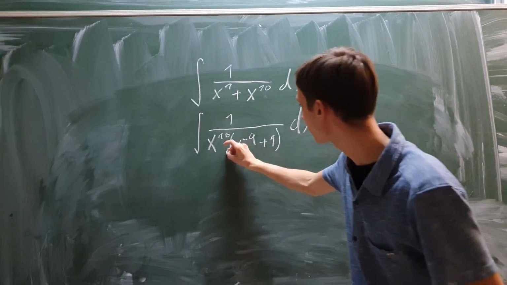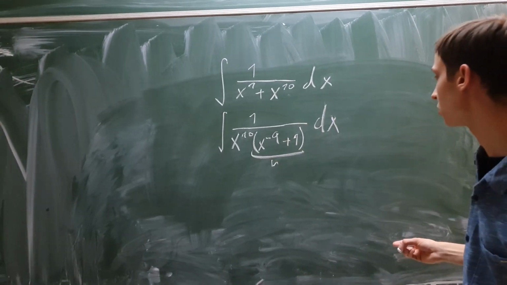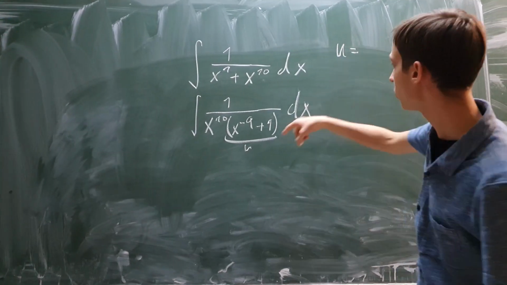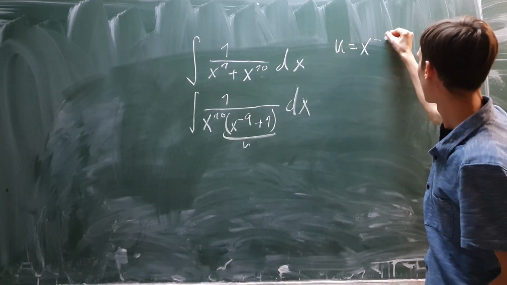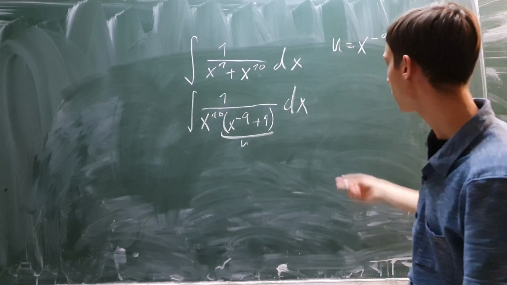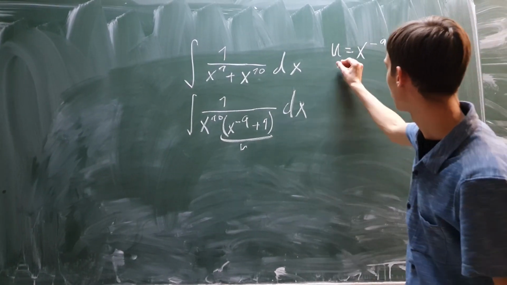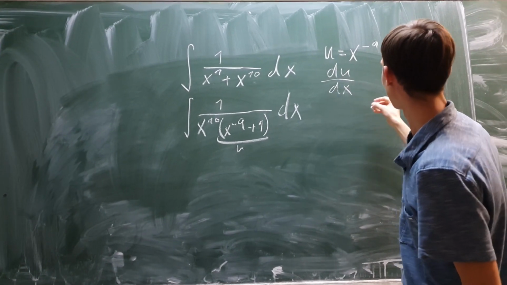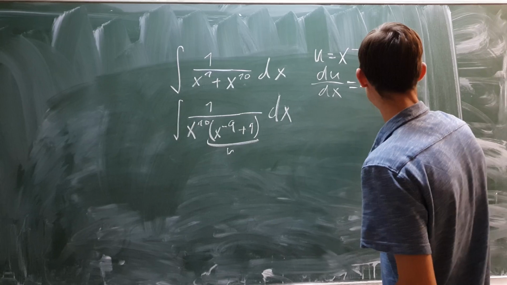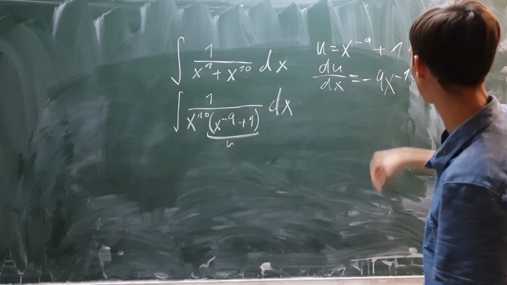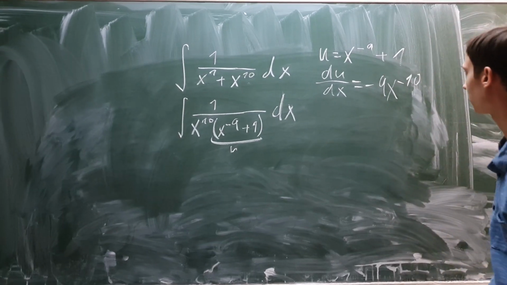So the point is, I will set this to be u-substitution, this to be u, and it actually does work very nicely. So u will be x to the minus 9 plus 1, and of course, to get the du, in terms of du, I want to replace this dx. So what I will do is differentiate u with respect to x, so du over dx does this: minus 9x to the minus 10. And this constant term, of course, gets cancelled by the differentiation.